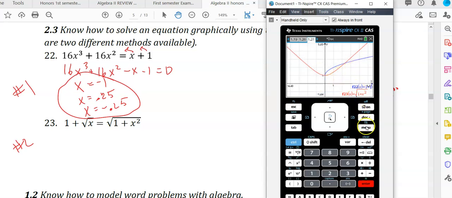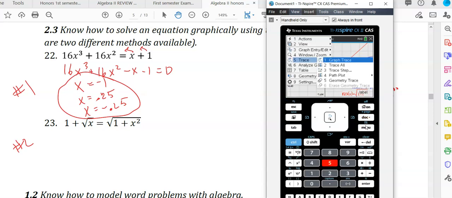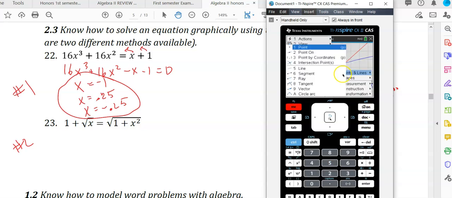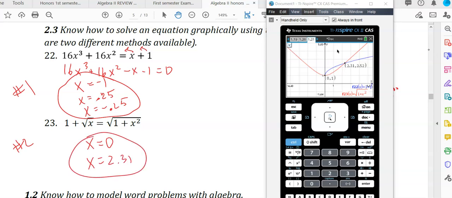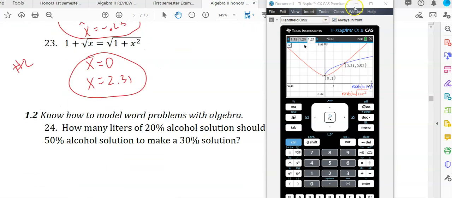You don't have to do that, but I like the look of units of 1. Okay, so I want to see where those two things cross. So menu. I like to go to geometry, points and lines, and then the intersection point. And the way that tool works is you click on the first graph, then click on the second graph. So click on the red graph, click on the blue graph, and it gives you both points. So the intersection points are x equals 0, that's the x values, and x equals 2.31. It's the x values of the intersection points, so not the intersection points themselves.